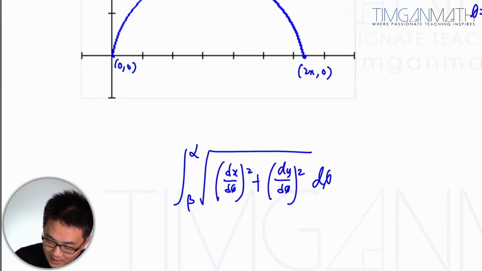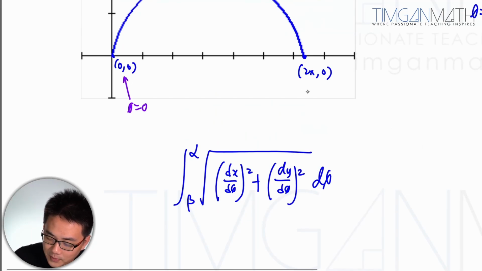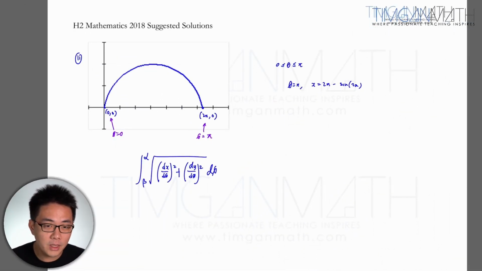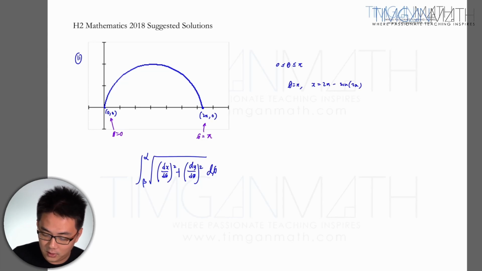So this part here is theta equals 0, and this part here is theta equals pi. Just to be sure: theta, the parameter, is the invisible moving force behind the parametric curve. So theta equals 0 corresponds to (0, 0), and theta equals pi corresponds to (2 pi, 0). Yep. So let's try and see what we can do.